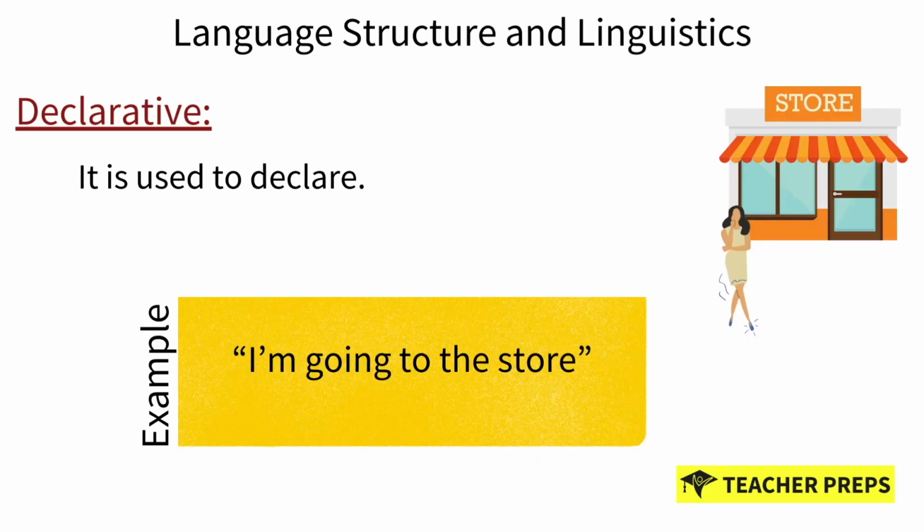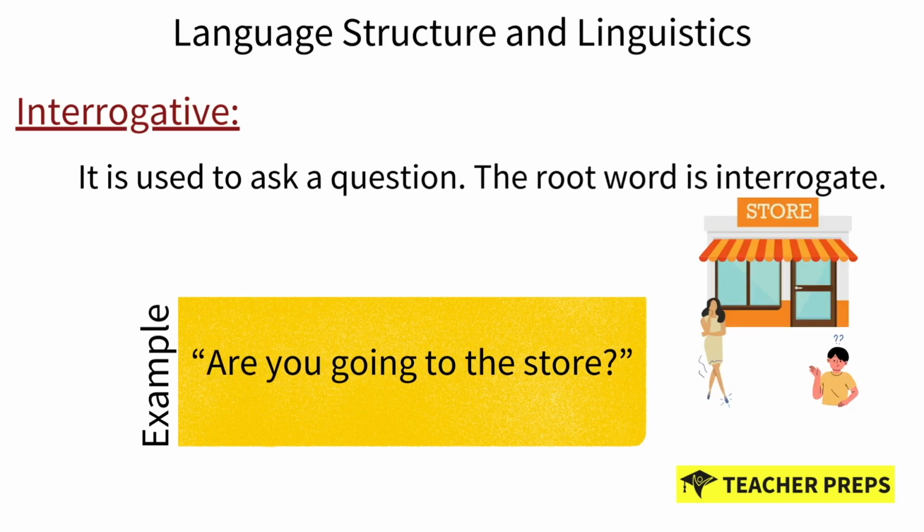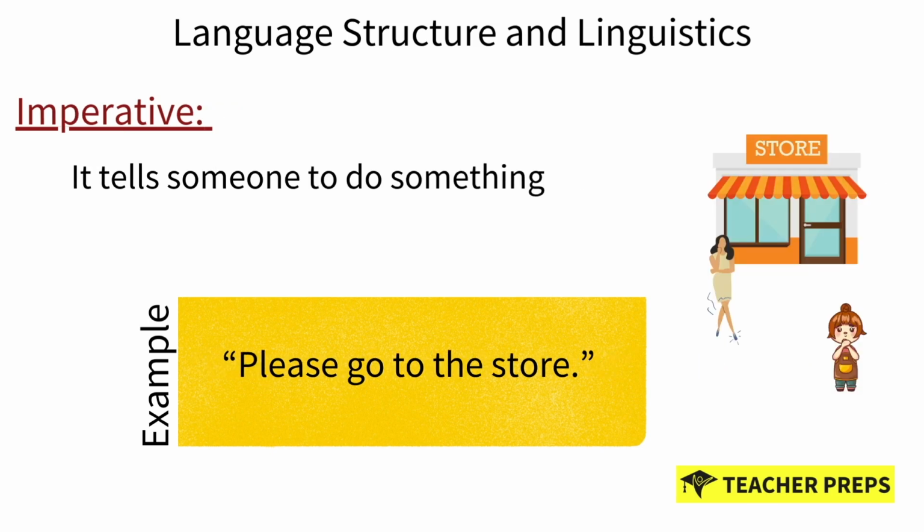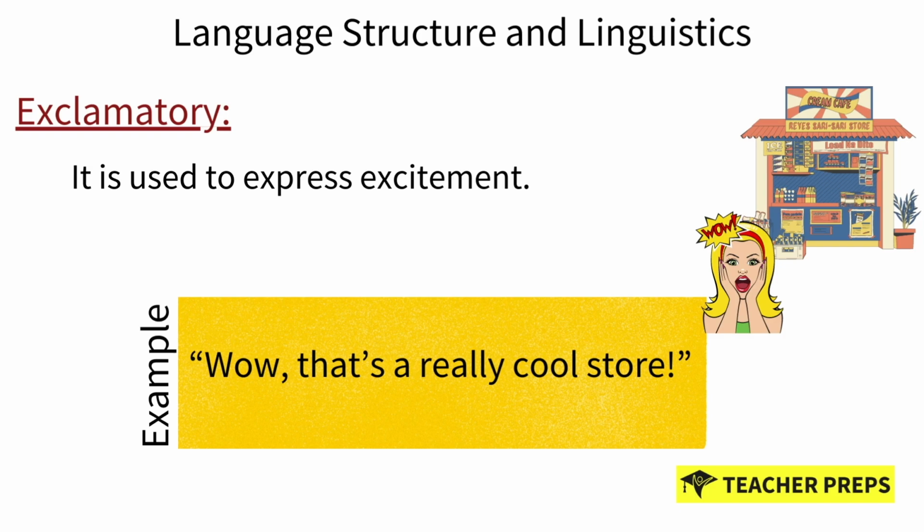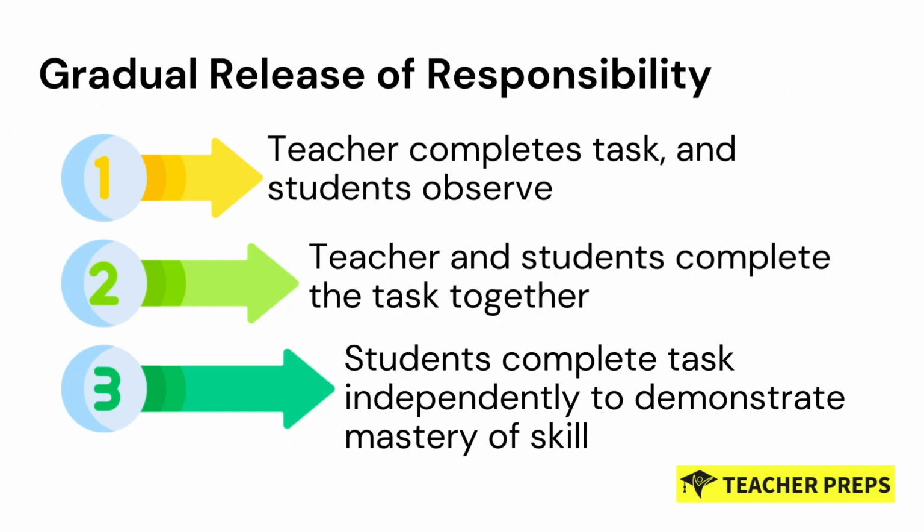Now we have declarative sentences used to declare. I'm going to the store. So you state it. And then you have interrogative sentences. These are used to ask a question. The root is interrogate. Are you going to the store? Then imperative. This tells someone to do something. Please go to the store. Then we have exclamatory, used to express excitement. Wow, that's a really cool store!